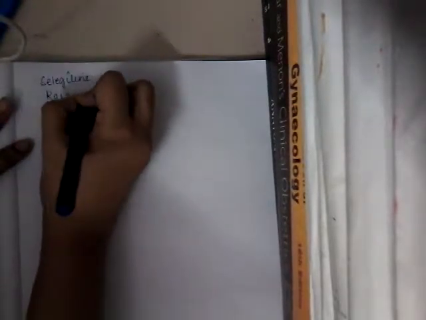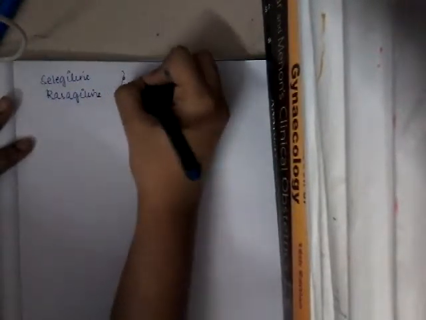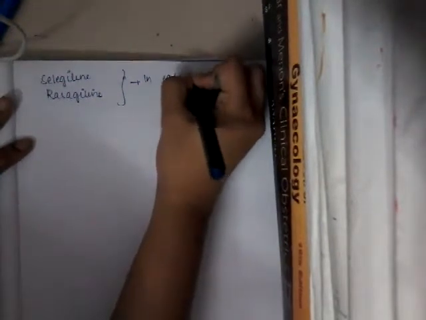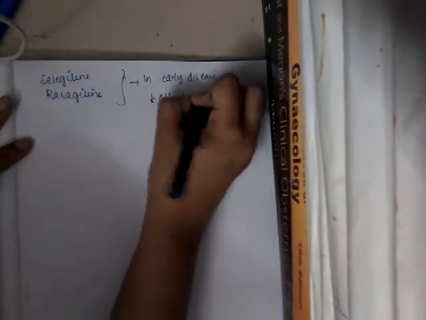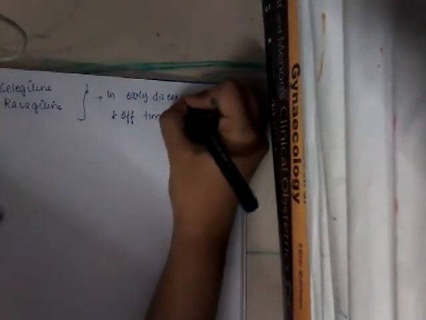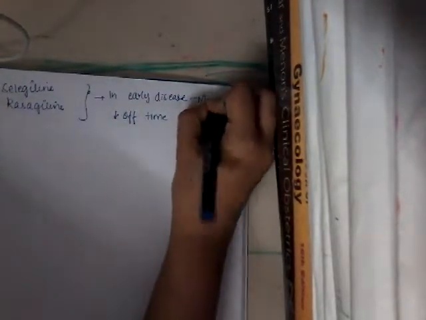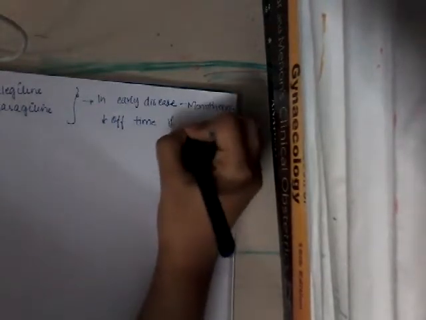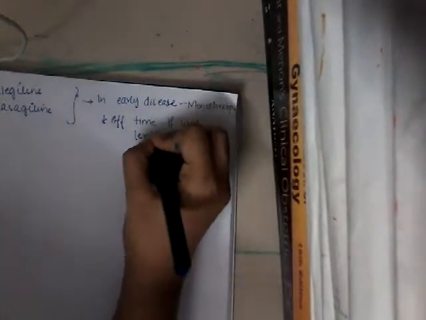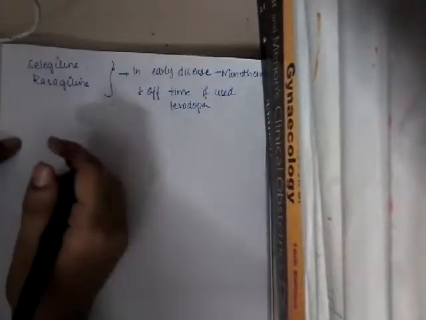So how does this help? Selegiline and rasagiline are used in early disease as monotherapy. They also reduce off time if used with levodopa. If used with levodopa, they reduce the off time.